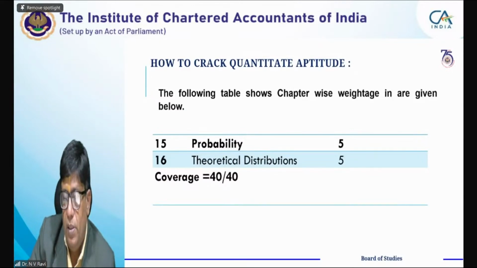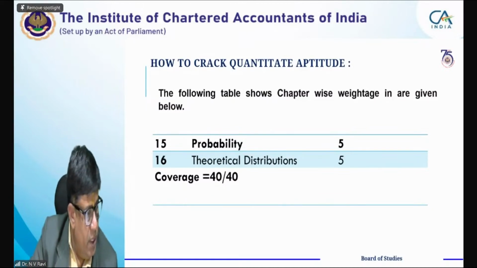Theoretical distributions are also similar. What is the binomial distribution function? What does the binomial distribution follow, what is the mean of the binomial distribution, the variance of the binomial distribution, and the properties of the binomial distribution? Similarly, as far as the Poisson distribution is concerned, the mean and variance of the Poisson distribution are equal. That is the special property.